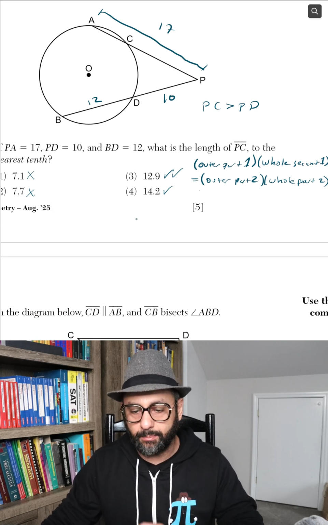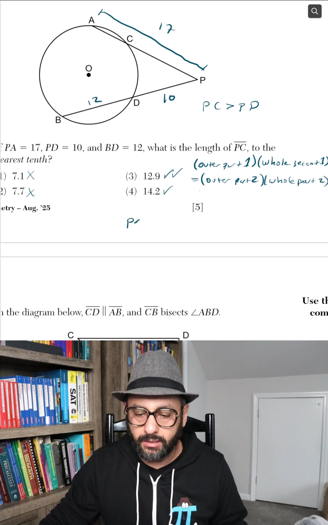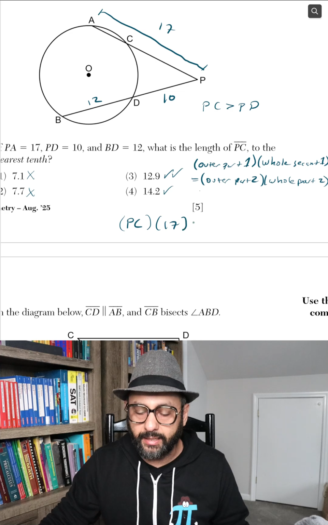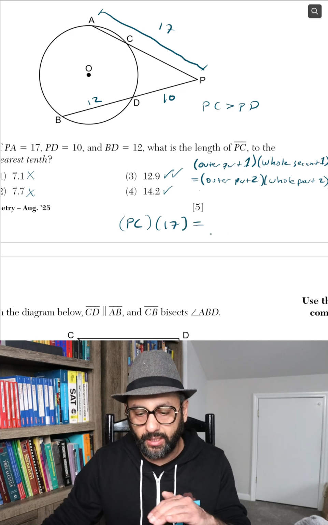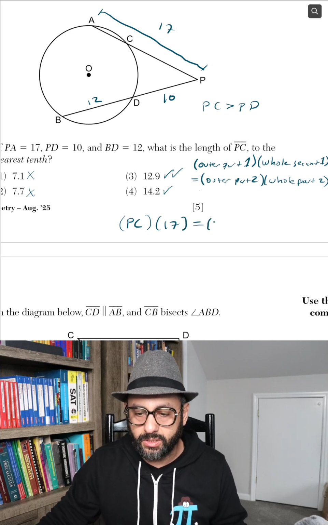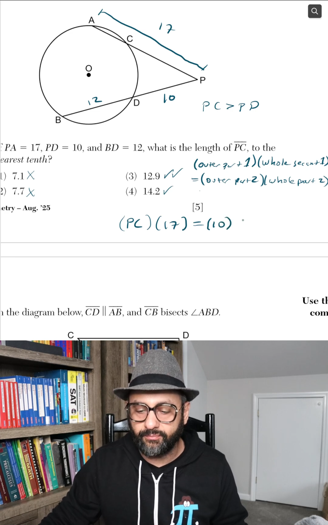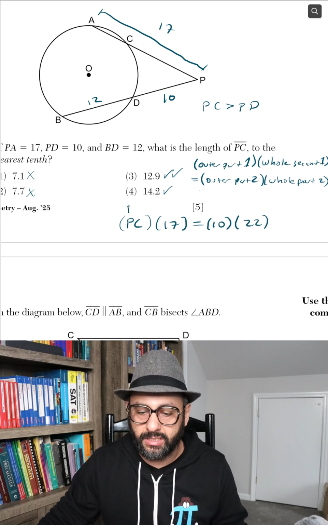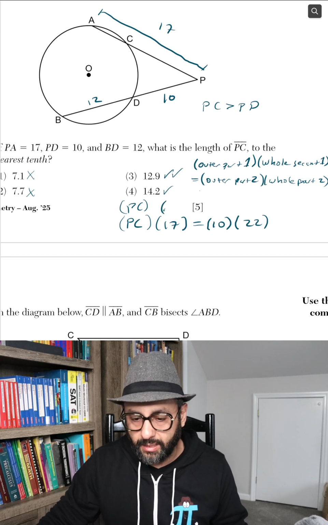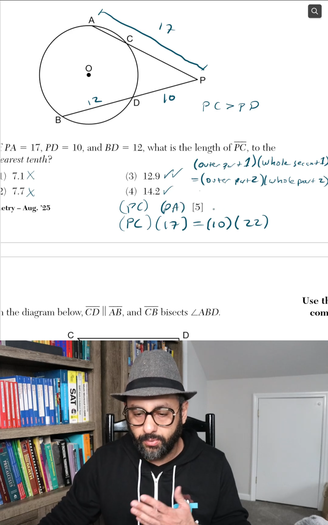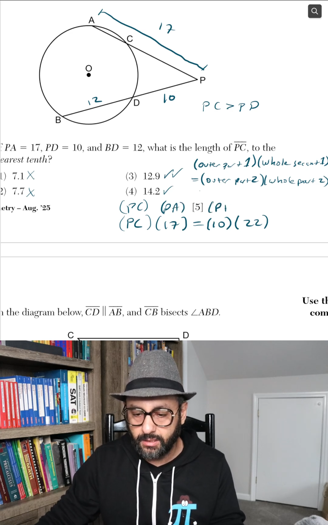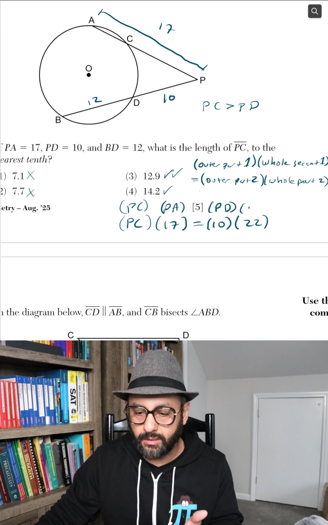So in this case, if we plug into this formula, for secant PCA the outer part is PC multiplied by the whole secant PA, 17, and that's equal to the outer part of secant PDB, which is PD, 10, multiplied by the whole secant, 22. Again, this is PC, the outer part of the first secant, multiplied by the whole secant PA, equal to the outer part of the second secant PD, multiplied by the whole secant PB.